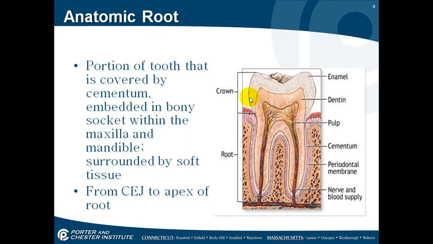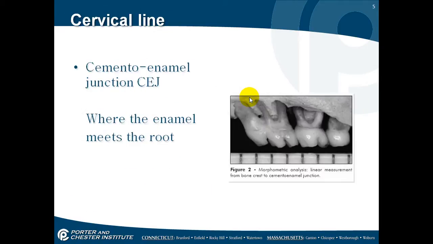Anatomic root is the actual root. It's covered with cementum, which we're going to talk about in a little bit, and from the CEJ junction, which we're going to have another slide here to talk about.